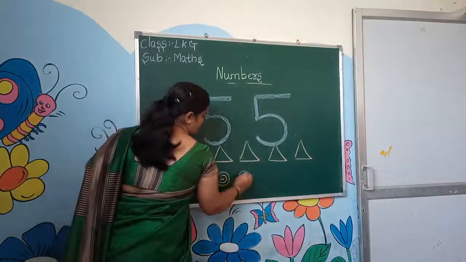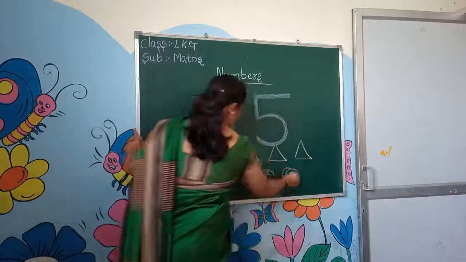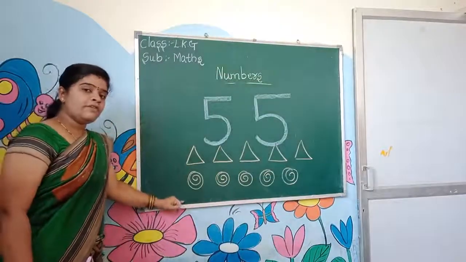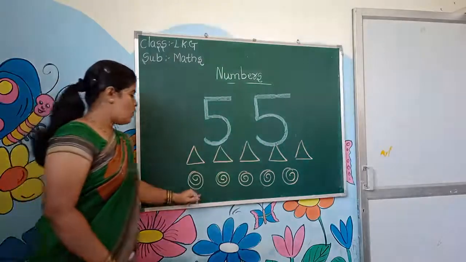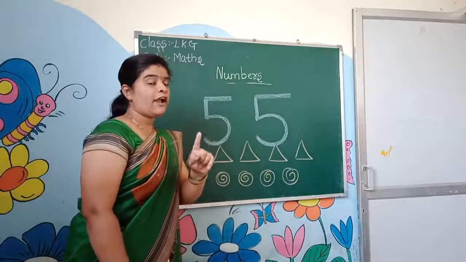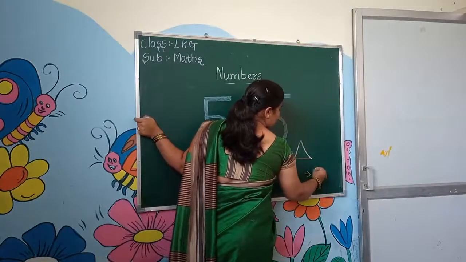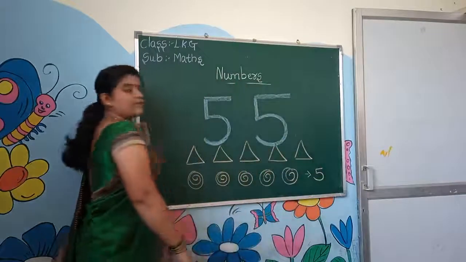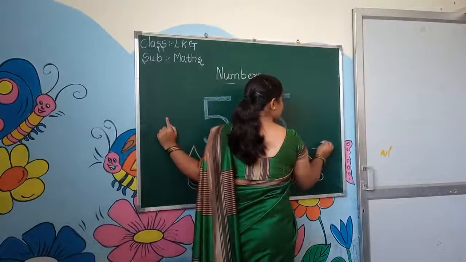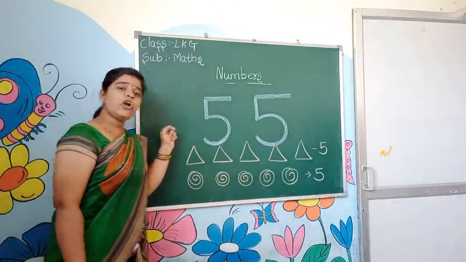Wheels. As we are drawing, we draw wheels, my children. Count how many wheels I draw here. 1, 2, 3, 4, 5. What you have to write here? Number. Which number we have to write? Number 5. Okay, children. Then triangles. Number 5. Okay? Have you got it?